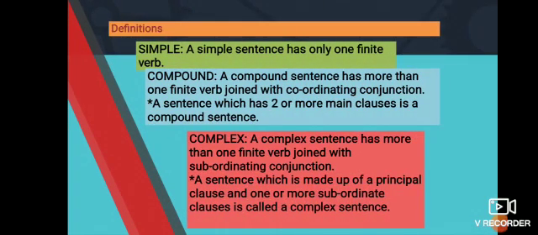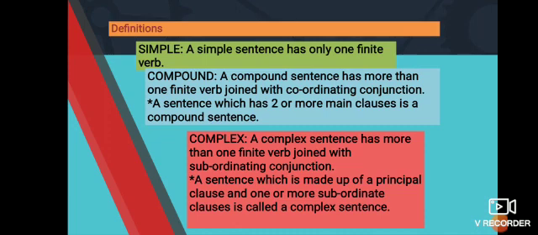So, definitions. A simple sentence is a sentence that has only one finite verb. In other words, a simple sentence could be as long as 3-4 statements together, but it would only have one finite verb.